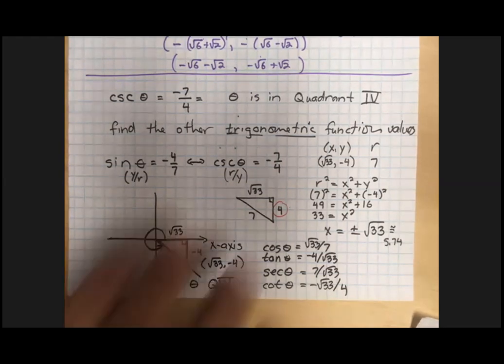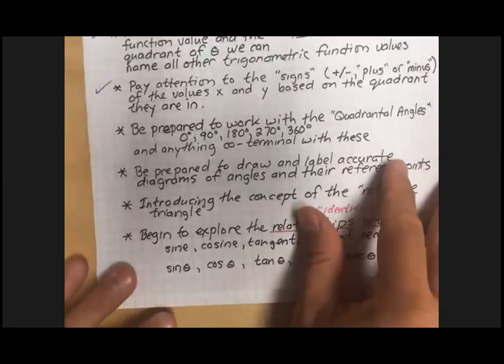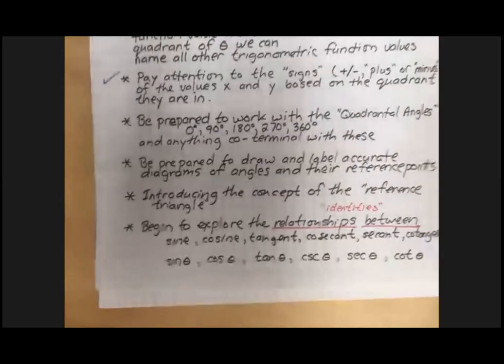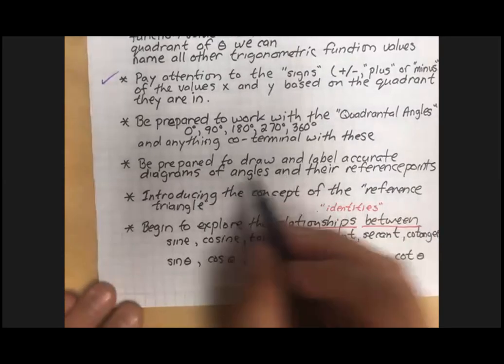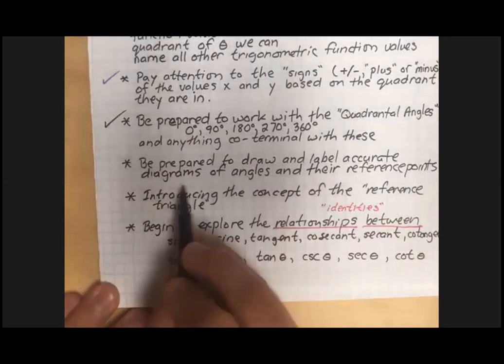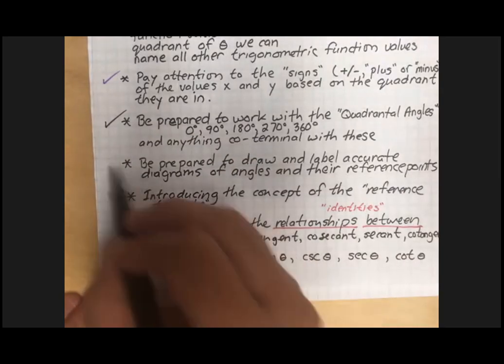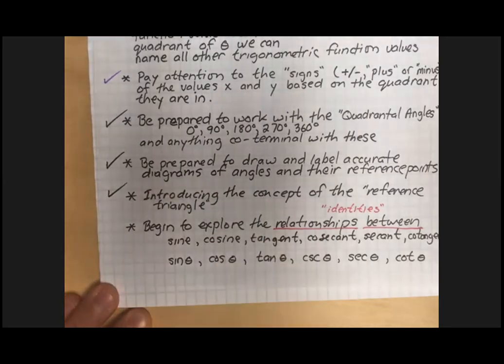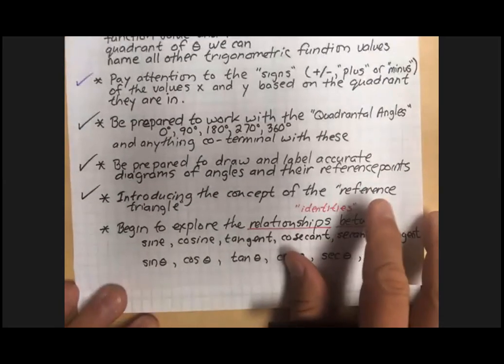Okay, good. Now I'm going to switch gears a little bit. So let's go back to our plan for today. Notice you should always be prepared to do the quadrantal angles. I'll do a quadrantal angle for you next. Drawing and labeling diagrams and their reference points and their reference triangle. We've illustrated that. And then we'll start looking at these relationships.